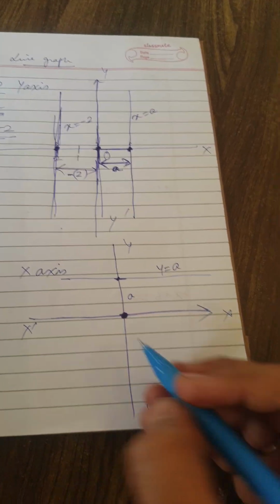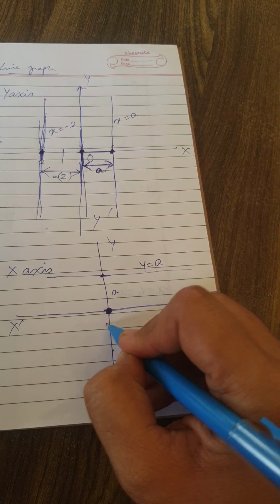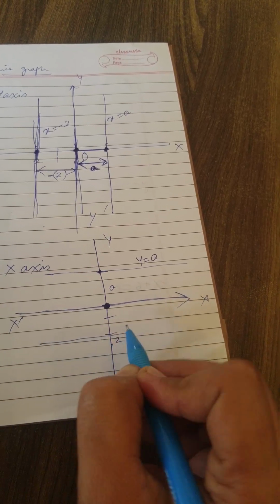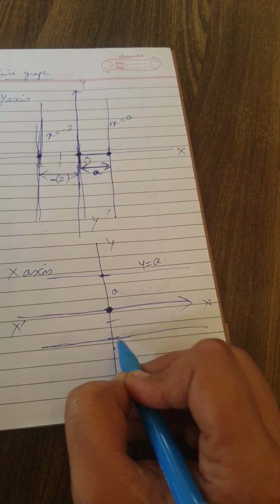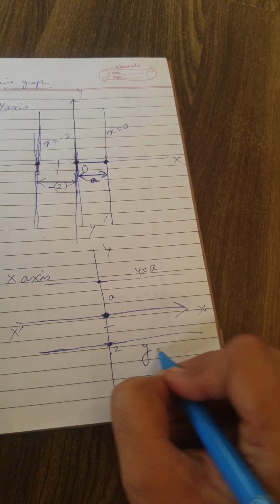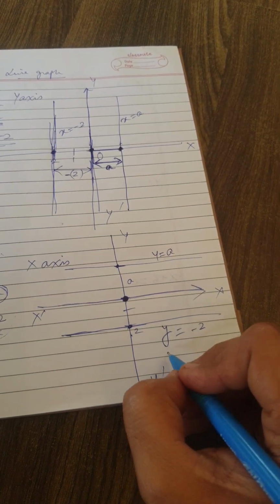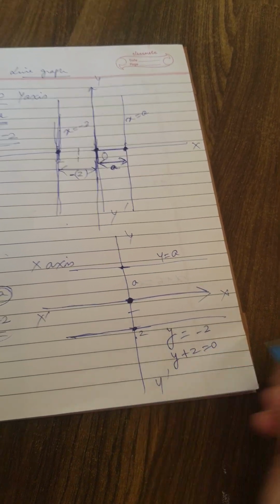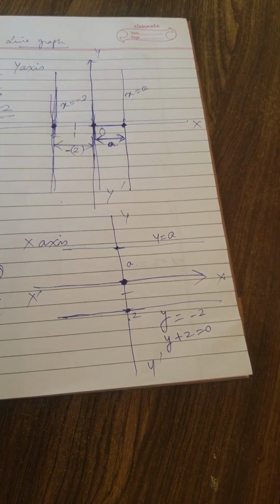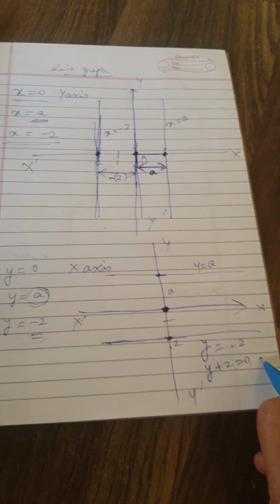For plotting y equals minus 2, we have to move from our origin to the negative side of y, and again we have to make a perpendicular line passing through that point. This line indicates the equation y equals minus 2. Or you can write this equation as y plus 2 equal to 0. This is also the same. Here you also will get the value of y as minus 2.